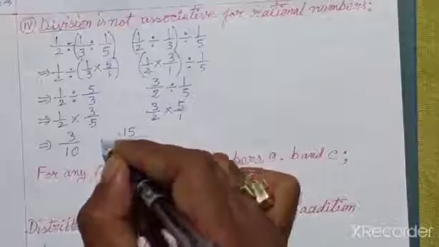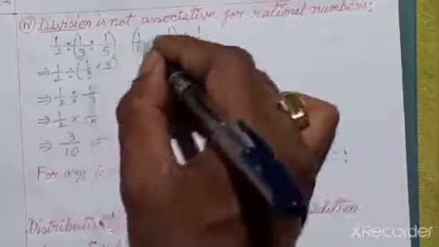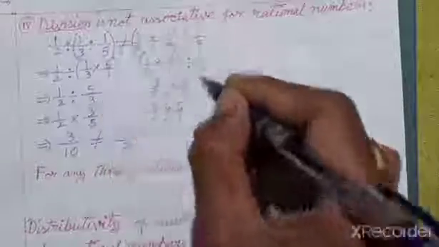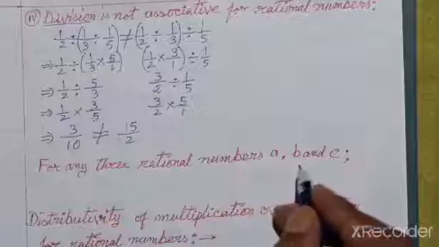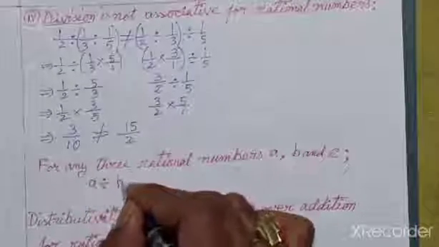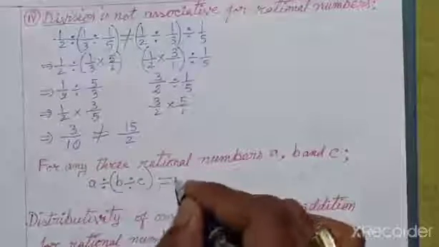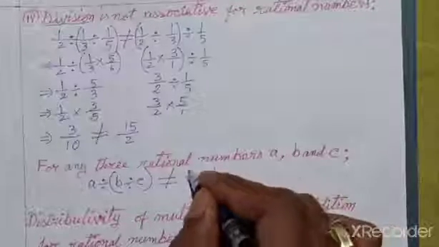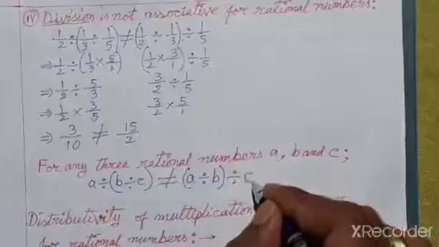So the two answers are not equal. So this answer and this answer are different. So they are not equal. So for any three rational numbers a, b and c, a divided by (b divided by c), b and c grouped, is not equal to (a divided by b) divided by c, a and b grouped by using a bracket, divided by c.